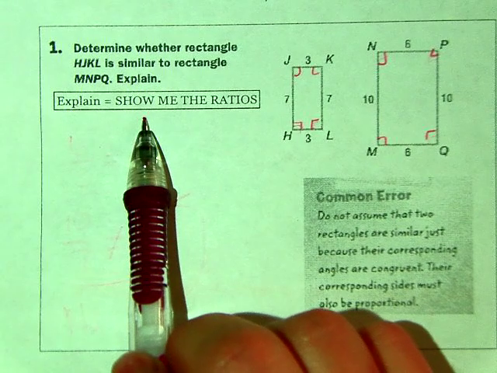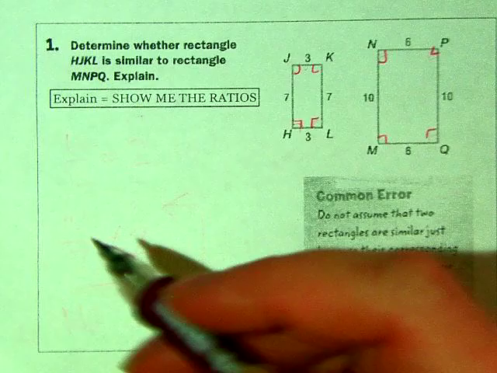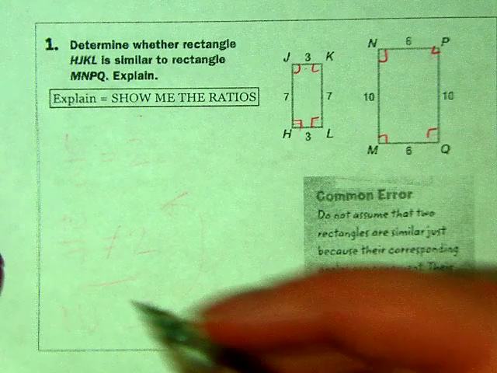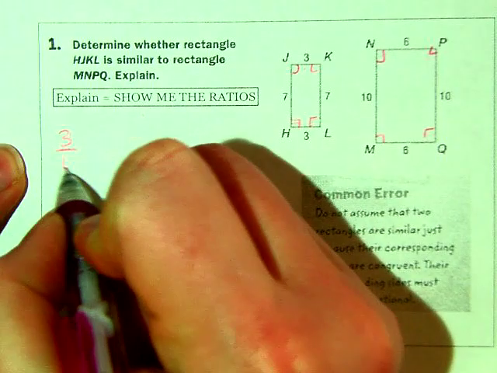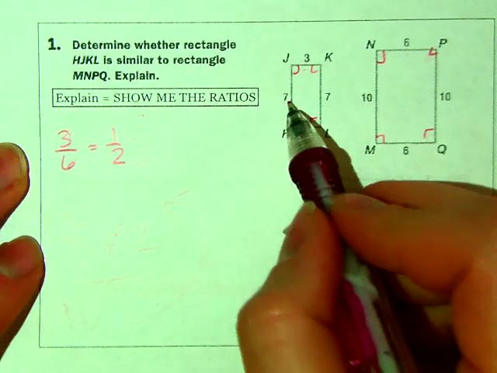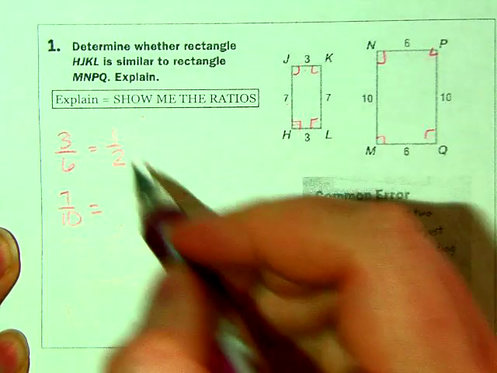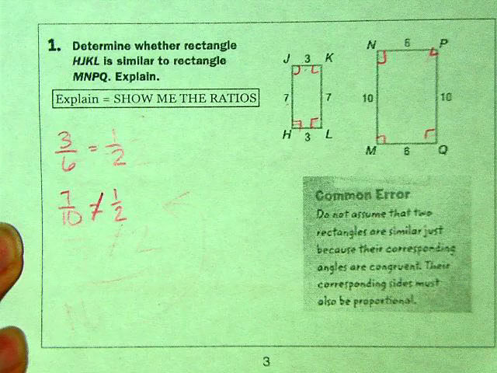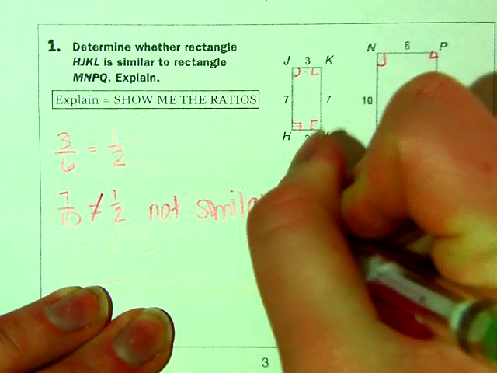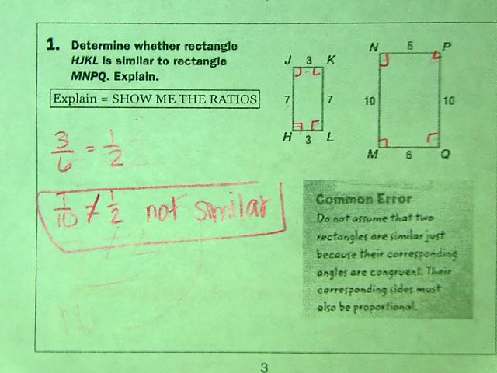So when you explain this to me, I want you to show me your work. So we're going to do like little side over little side or big over little. Your choice. I tend to do little over big. And sometimes I do big over little, so I'm not that consistent. We know that 3 over 6 simplifies to a half. So now we need to know that the long sides, 7 over 10, would simplify to a half. Well, that's not true, so we can just write does not equal a half, and then we can just write not similar. And why? Because of that reason right there. That's showing me the ratios.